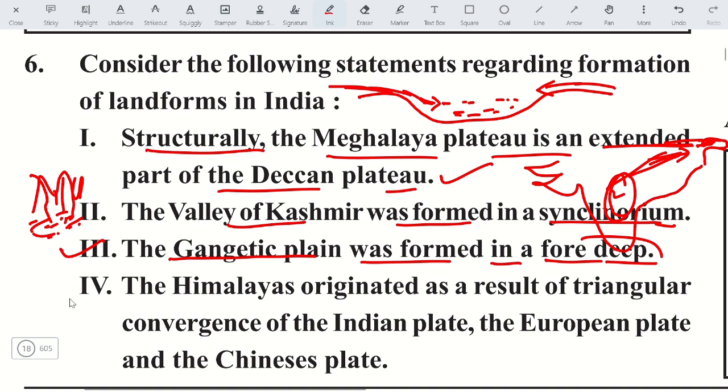Let's see the fourth statement. The Himalayas originated as a result of triangular convergence of the Indian plate, European plate, and Chinese plate. See, there is no Chinese plate involved in the formation of the Himalaya. Actually, it is the Indian plate and the Eurasian plate.